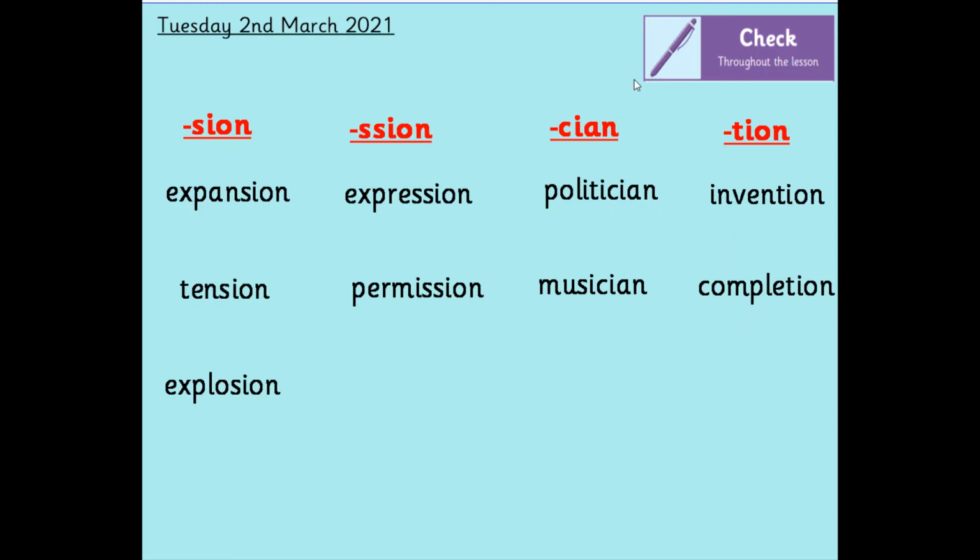The words that needed the C-I-A-N shun suffix were politics, which becomes politician, and music, which becomes musician. You might remember that those C-I-A-N suffixes are to do with different professions. And this week, our T-I-O-N suffix, we needed invent, which becomes invention. You just add that I-O-N as it ends in T. And complete becomes completion, which ends in T-E. So you take off the E and add I-O-N, so it ends with T-I-O-N.